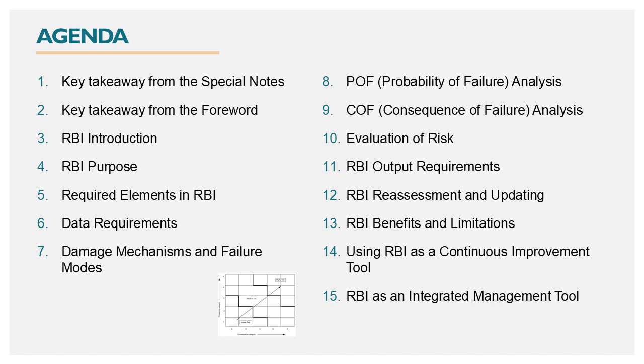Number 5, required elements in RBI. Number 6, data requirements. Number 7, damage mechanisms and failure modes. Number 8, POF, probability of failure, analysis. Number 9, COF, consequence of failure, analysis. Number 10, evaluation of risk. Number 11, RBI output requirements.